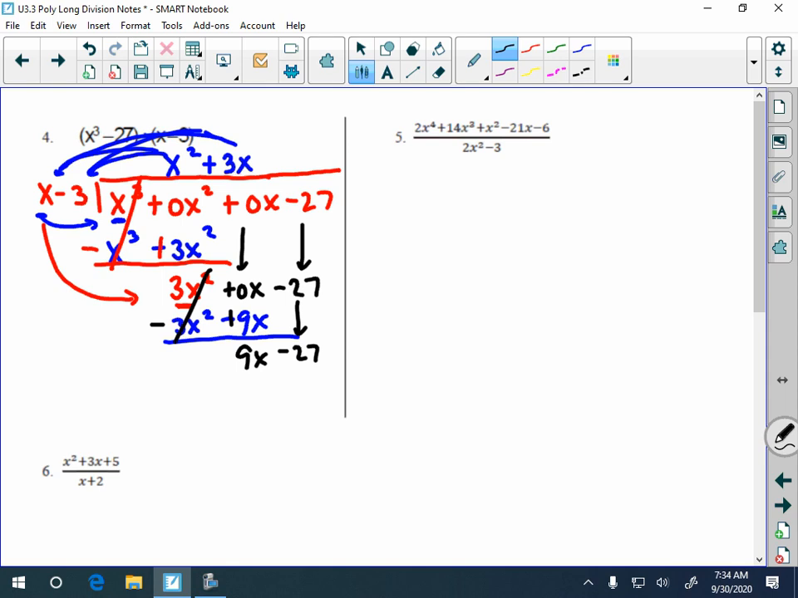All right, and it looks like we have one more time. So x times what is 9x? It's going to be plus 9. So I'll take the 9 and distribute.